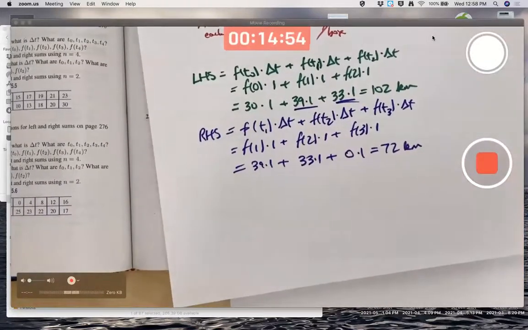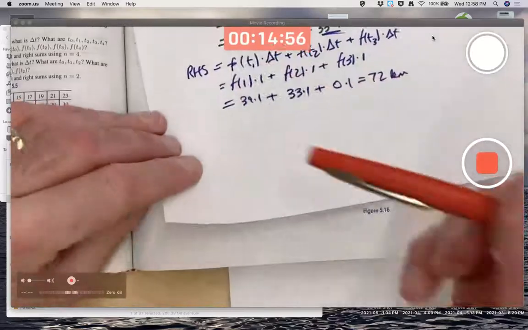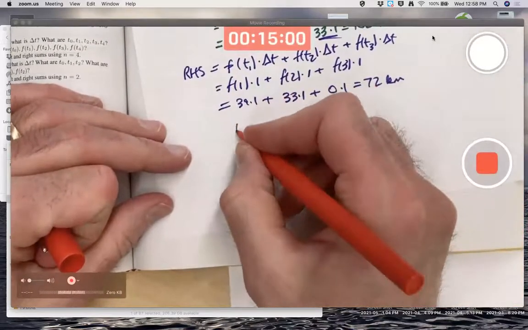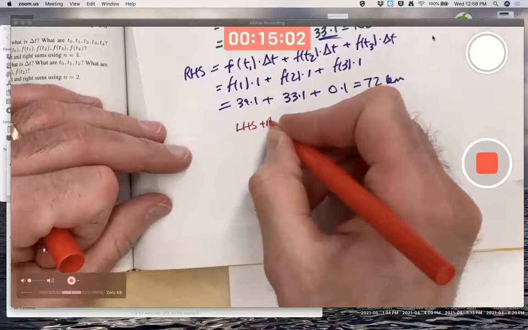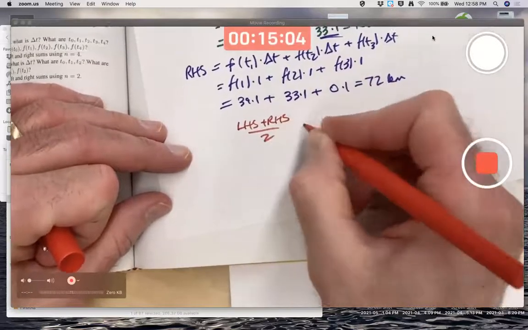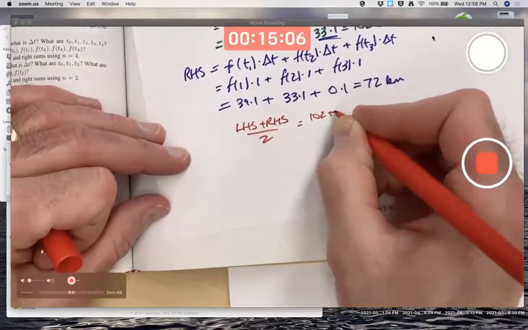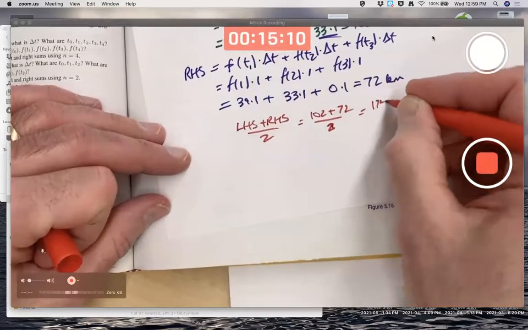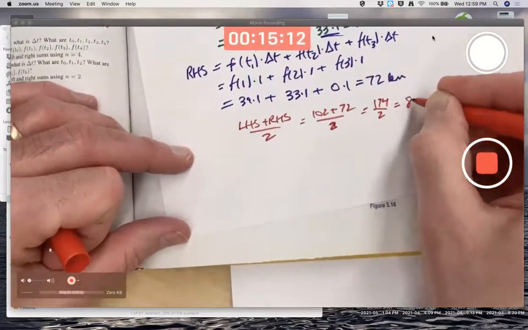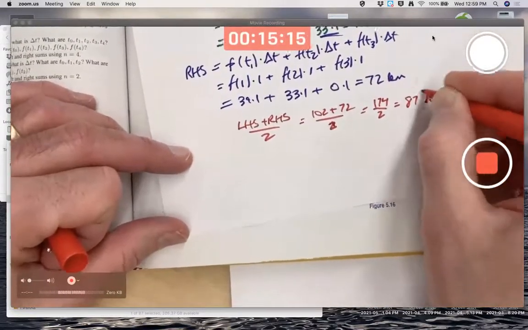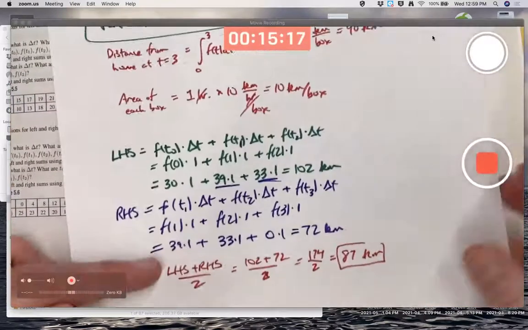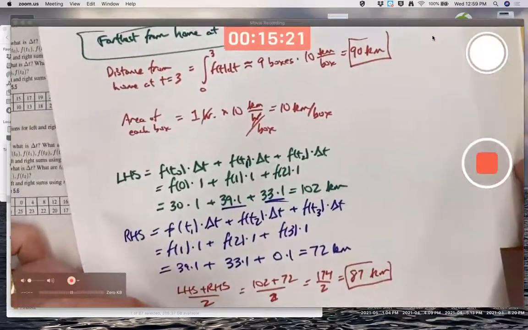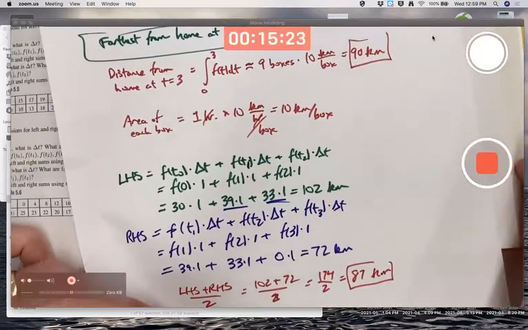Probably the best approximation we can do based on this approach then is to now just average these 2 numbers. LHS plus RHS divided by 2. 102 plus 72 divided by 2 is 174 divided by 2, and that's going to be 87 kilometers. Yeah, not too far from the 90 kilometers we guessed by counting boxes. Both of them are decently close to each other. They'd both be okay answers.